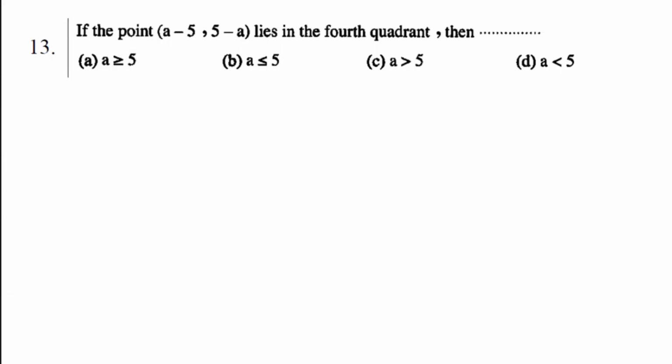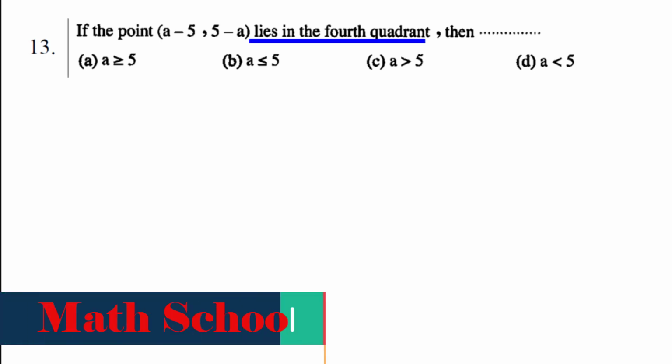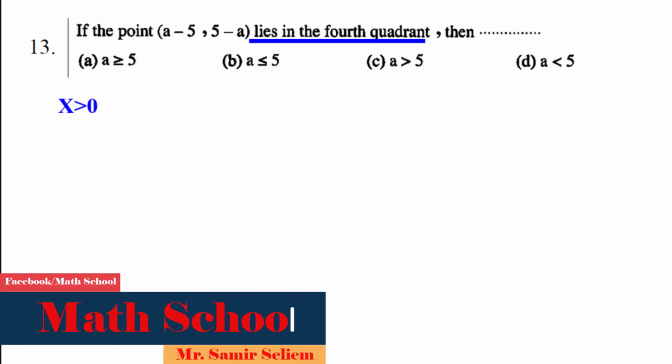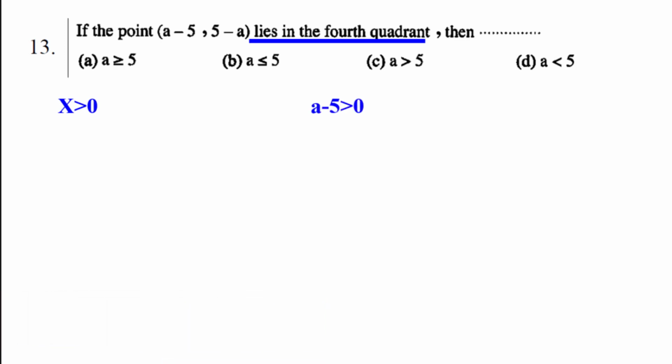Number 13, if the point (a minus 5, 5 minus a) lies in the fourth quadrant, then a is what? Yes, guys, we studied before. He said in the fourth quadrant. We can deduce that the x coordinate, guys, is greater than 0, is positive. So we can say that the first coordinate, which is a minus 5, is greater than 0. Move 5 to the other side in inverse sign. We can get that a is greater than 5. So the correct answer here is C.